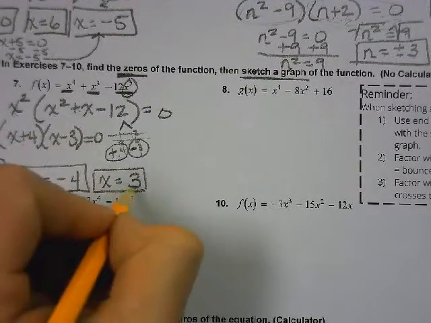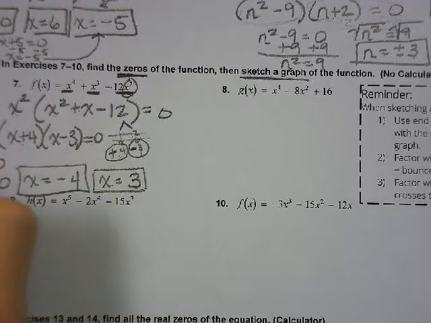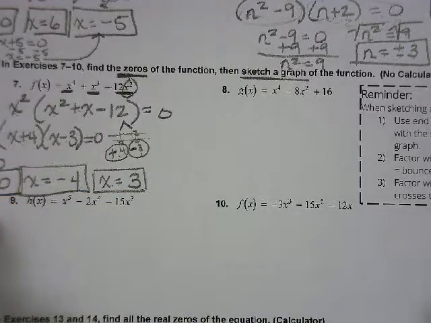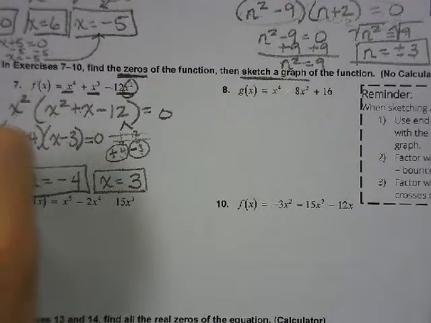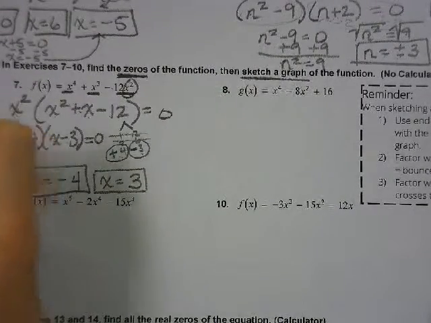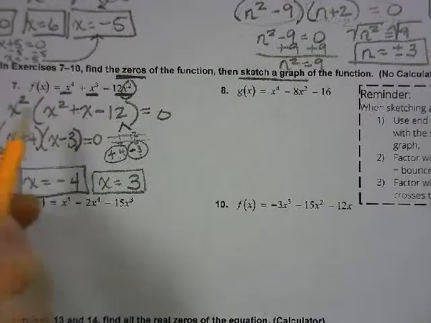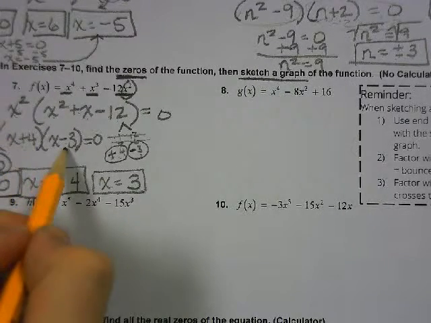Remember, here is going to be a bounce. This will be a cross and a cross. So when we sketch our graph of a quartic, it normally, right, would look like a W, like that.